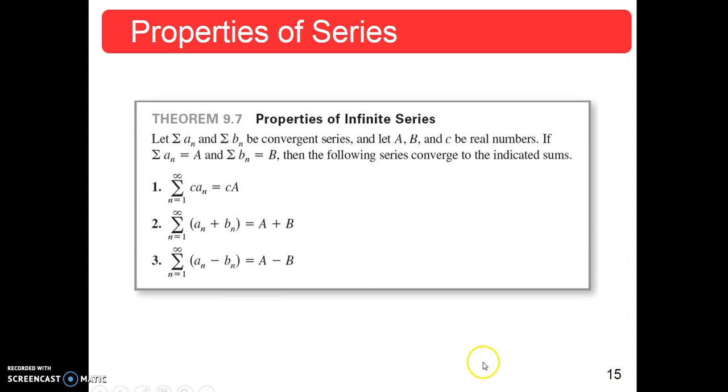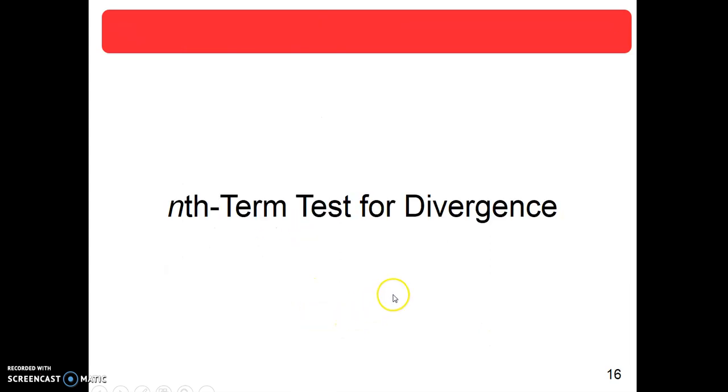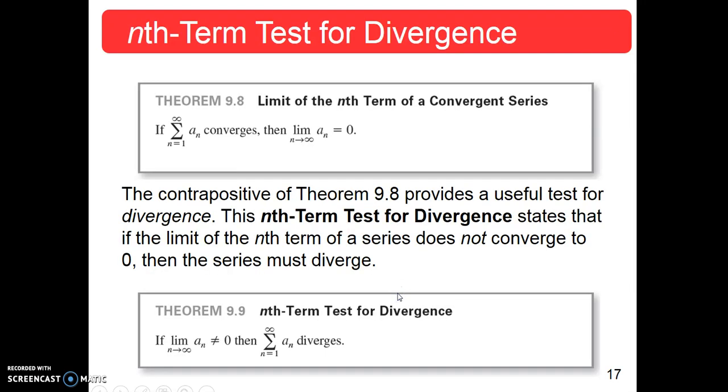Okay, and we've got some basic properties of infinite series. This is working with summations. These are pretty basic, so I'm not going to spend a lot of time there. And then finally, we have what's called the nth term test. So this, we do have to be a little bit careful with this. So for a convergent series, we have this theorem. It says if the series converges, then the limit of the nth term must be 0.